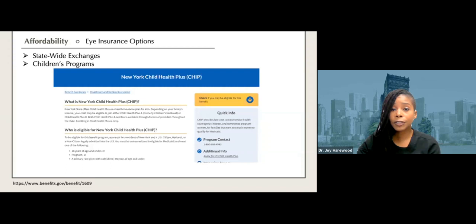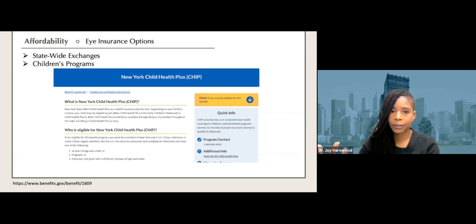In addition, there are children's programs, and I'm going to speak specifically about New York because I think most of us are practicing in New York. We have the CHIP program in New York State. This is a specific low-cost program for children and for pregnant women who are American citizens or legal residents of the US. And using the website below, and I think I also referenced the website from the exchange programs from New York. That's also on that slide if you want to refer to it at any point.